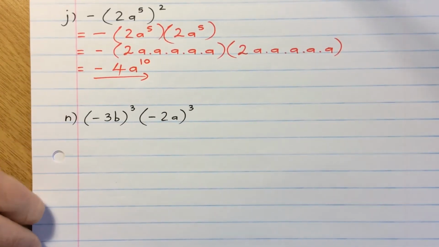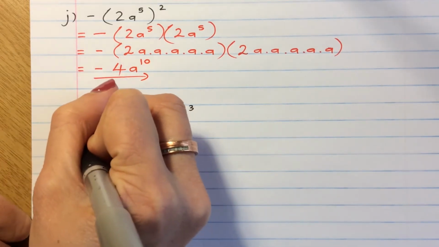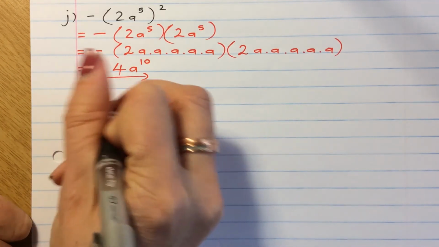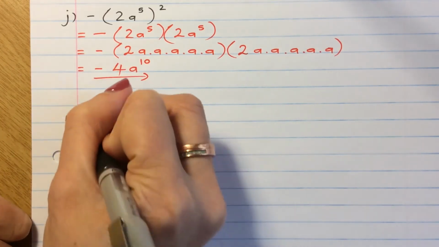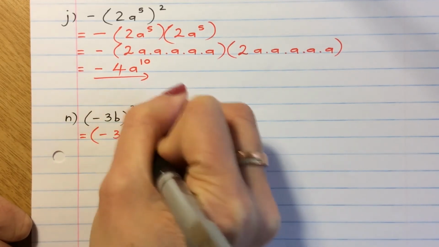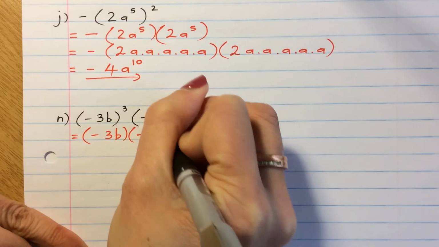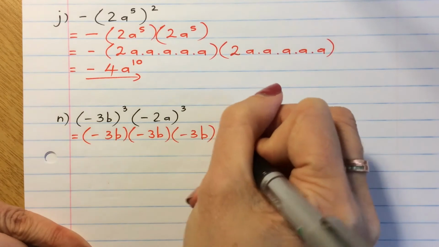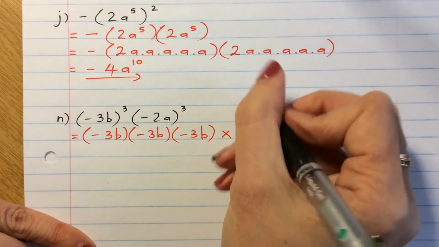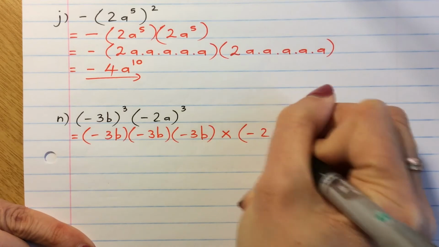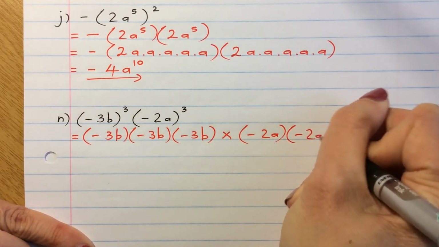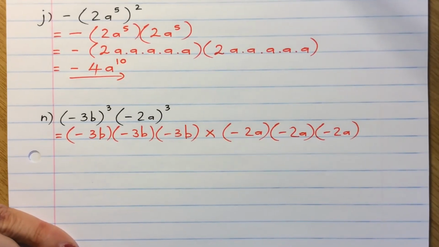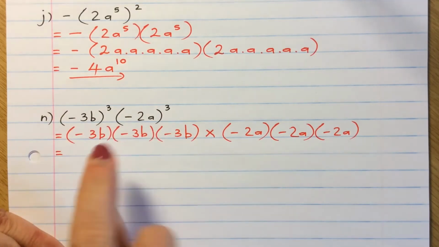All right, question N is the last example we're going to do together before you go ahead and work on your own. So what does this mean? It means that we need to write the negative 3b 3 times because it's cubed. And then carrying on from there, because it's a new set of brackets, I'm just going to put a times in, but you don't have to. So I'm going to say negative 2a, and I also need that to be written 3 times.